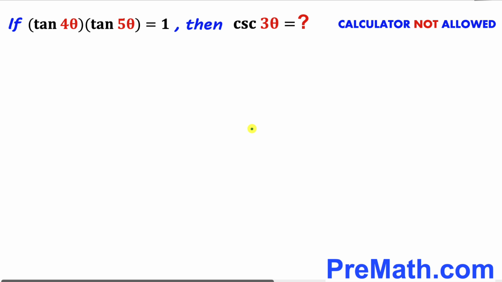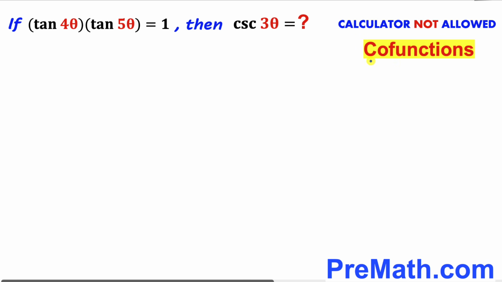Let's go ahead and get started, and let's focus on this question once again. We got tangent of angle 4 theta times tangent of angle 5 theta equals 1. And since we are not supposed to be using calculators, we are going to think outside the box, and we are going to manipulate these terms to calculate the value of cosecant of 3 theta.